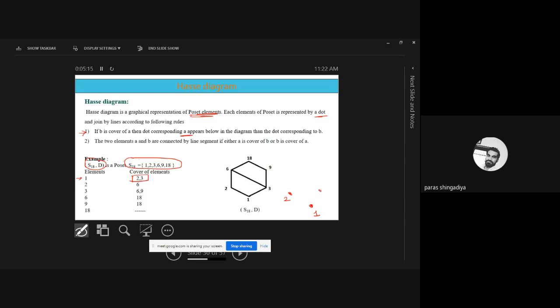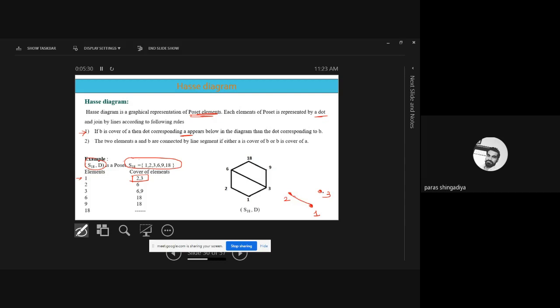Okay, so here is the place of 3. The place of 1 should be below in comparison to the place of 3. And now 2 is a cover element of 1, so we'll use the second condition and connect it by a line segment.